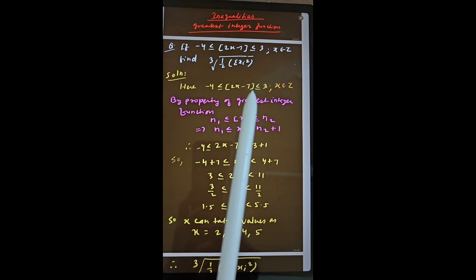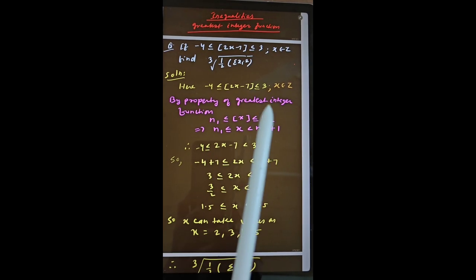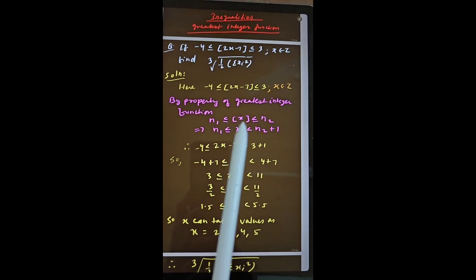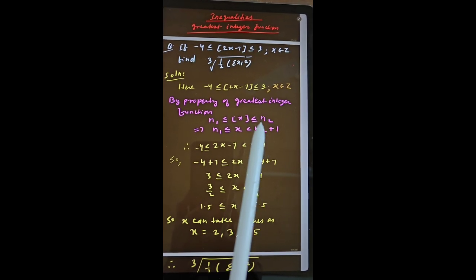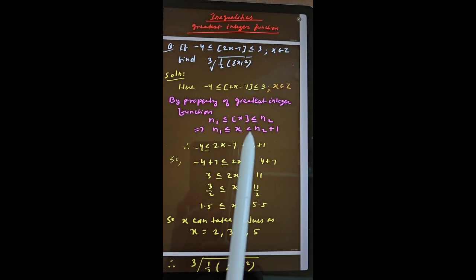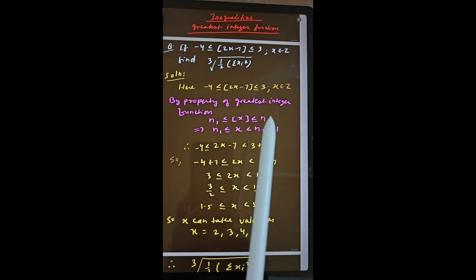Here this is the inequality, and we use the greatest number function property, which says that if the greatest function of x is greater or equal to n1 and less equal to n2, then the number inside the greatest number function will be greater or equal to n1 and less than n2 plus 1. This point you have to remember.